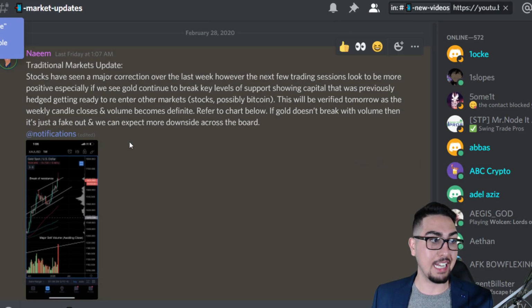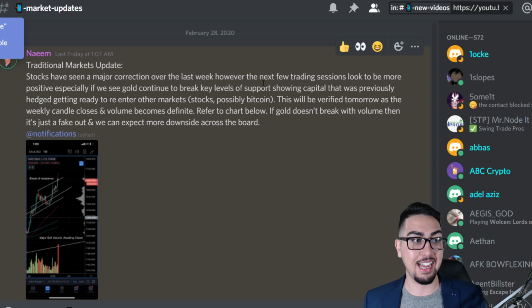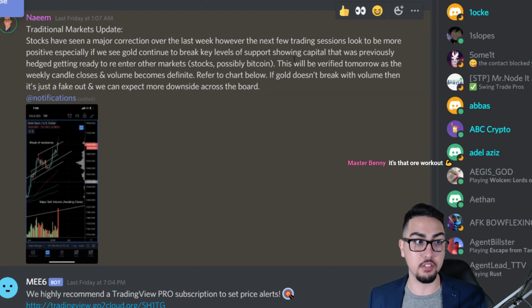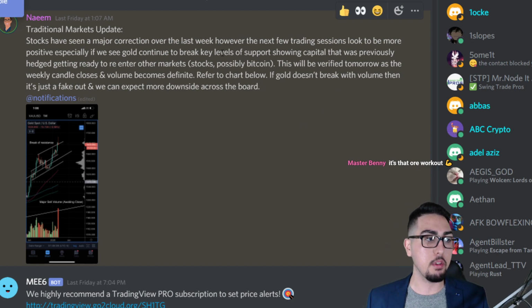I posted this on Friday. You can see here, I said stocks have seen a major correction over the last week. However, the next few trading sessions look to be more positive, especially if we see gold break new key levels of support, showing capital that was previously hedged getting ready to re-enter other markets, stocks, and even possibly Bitcoin, right? And this will be verified tomorrow.